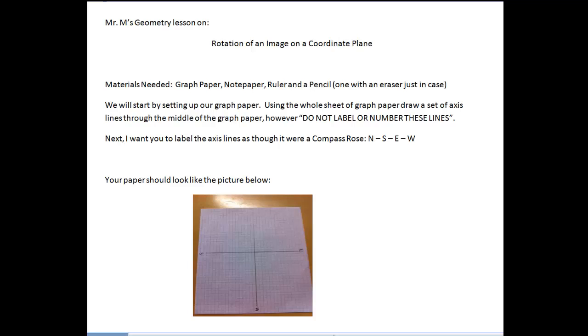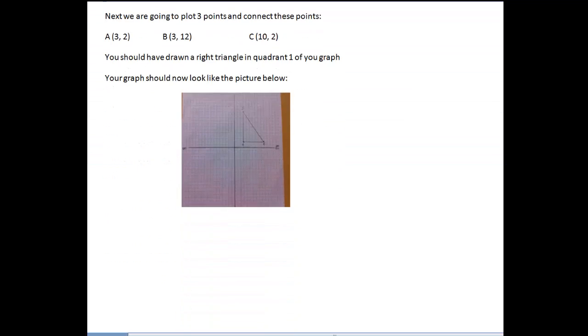Using the whole sheet of graph paper, draw a set of axis lines through the middle of the graph paper. However, do not label or number these lines. Next, I want you to label the ends of the axis lines as though you were marking a compass rose: north, south, east, and west. Your paper should look like the picture below.